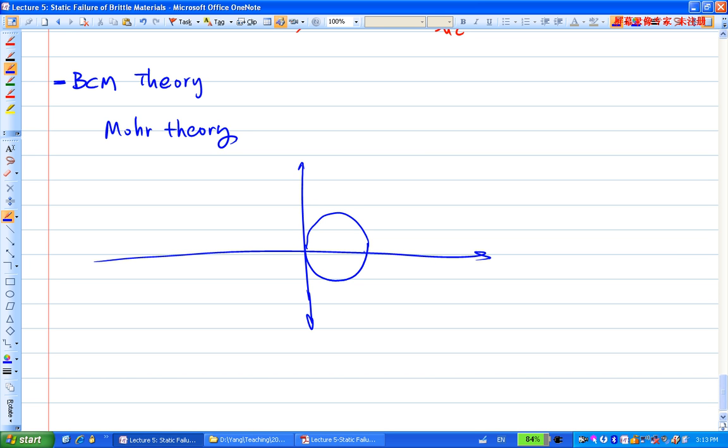The other test is a torsional test, so basically testing the shear stress. When you do a torsional test, what do you get? You get a Mohr circle centered at the origin here, right? Because when you do a pure shear test, a torsional test, that's the Mohr circle you have, centered at the origin.